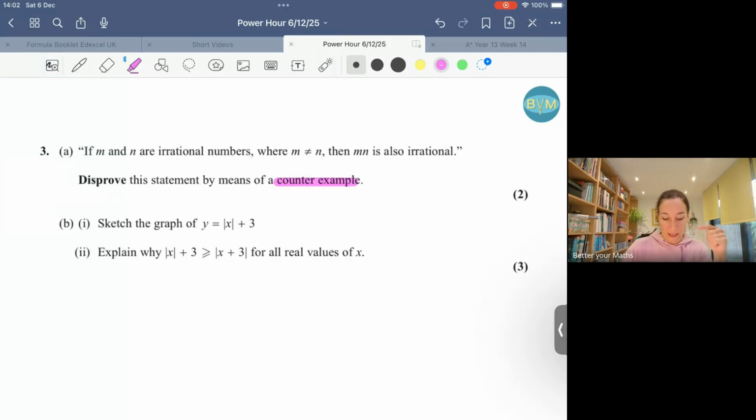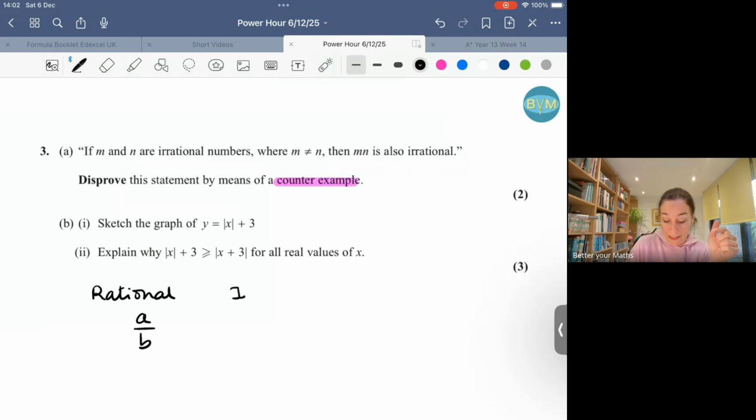Irrational numbers, I'm going to remind you, are the ones that we cannot write as a fraction. So any rational number is any number that we can write as a fraction, and irrational will be one that we cannot write as a fraction.